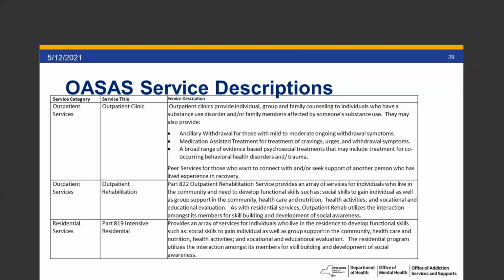And then we also have outpatient rehab. This is for individuals who are in the community but need some help with some of their skills. So for example, in recovery, there may be some lack of social skills because in the past the person has frequently been using when they've engaged in social activities. So now that they're in recovery, they may need some support and some help with really understanding how to engage in social activities without using substances. So they'll focus on that. They'll also focus on vocational and educational services and group support. So the outpatient rehab is going to be a more intensive version of outpatient services.